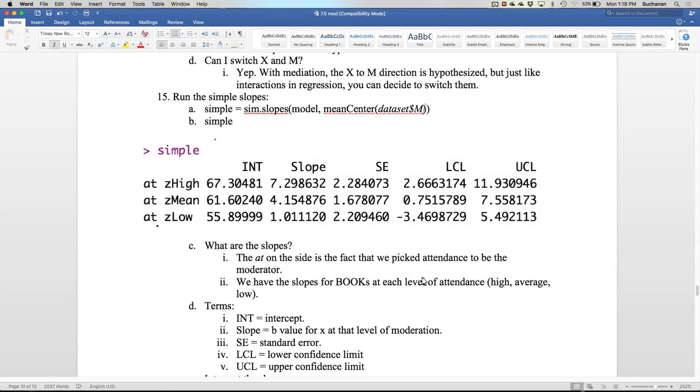Yes, exactly. That's why I said if you're not going to class, you might as well not read the books because it's not helping you. So that's what the lower limit, upper limit is going to tell us. Right, because it includes zero. One's positive, one's negative. Okay. Exactly.